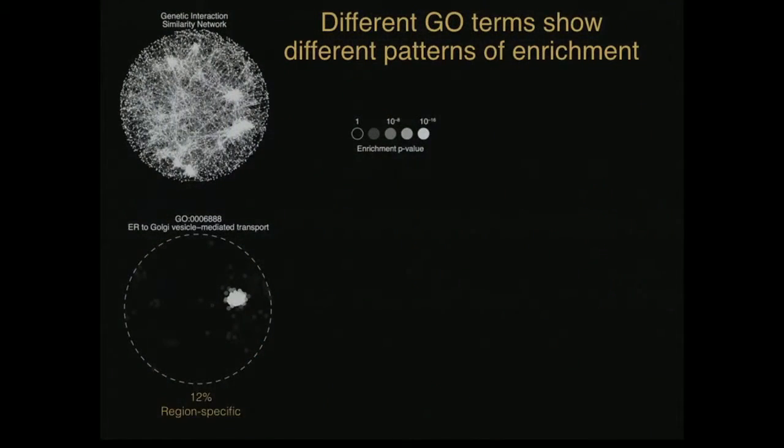And what I found is that there's quite a difference in how GO terms behave across this network. About 12% of GO terms look like this. Here I'm representing the same network, except that I'm not showing the edges, but the node positions are exactly the same. Each node has an opacity proportional to the negative log10 of the p-value for this particular GO term. So what it says is that this region and this region only is enriched for ER to Golgi vesicle-mediated transport. There is no other region on the network that, with these parameters, shows that same enrichment. And 12% of GO terms behave like this.